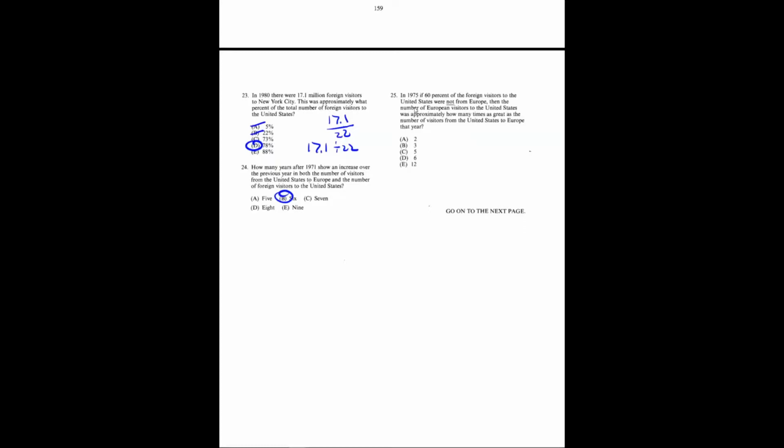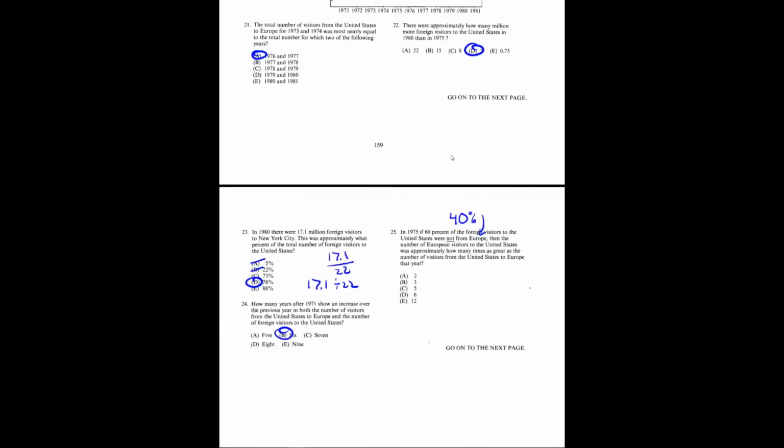Number 25. In 1975, if 60% of the foreign visitors to the U.S. were not from Europe, which means 40% were, then the number of European visitors to the U.S. was approximately how many times as great as the number of visitors from the U.S. to Europe that year? So let's figure out how many foreign visitors from Europe came in 1975. In 1975, we're looking at 15 million.